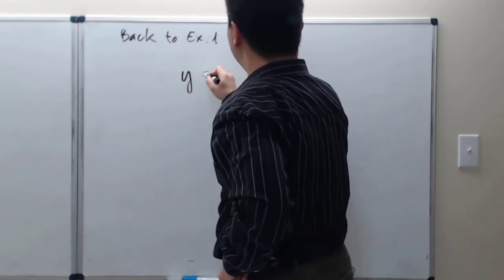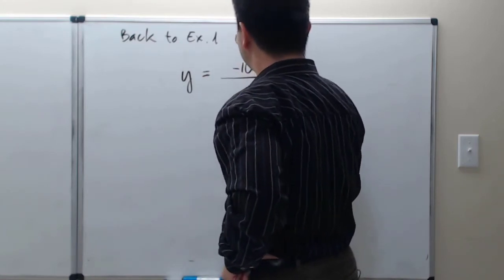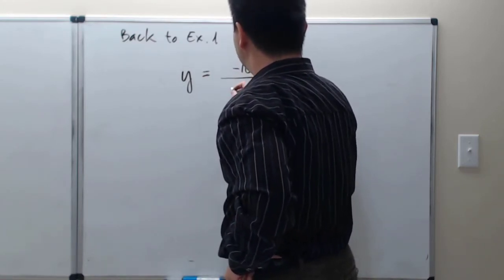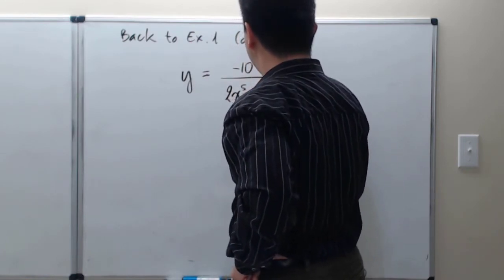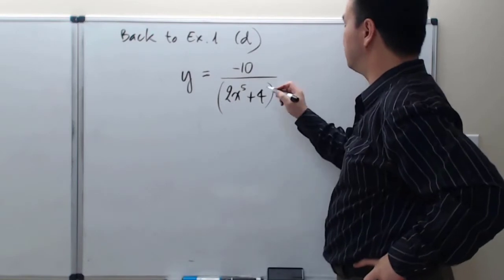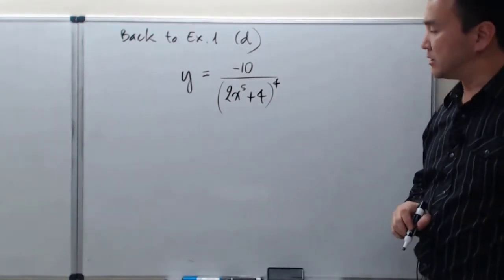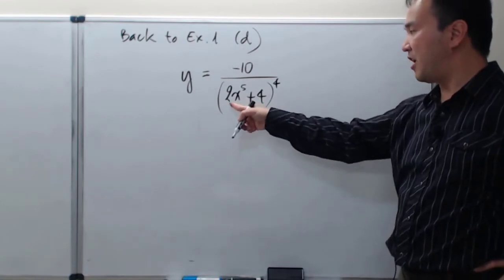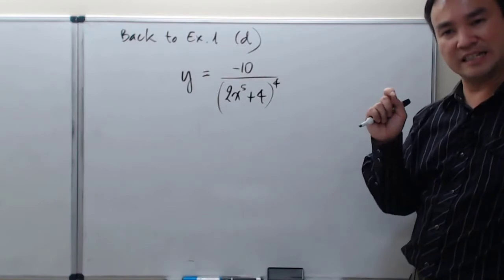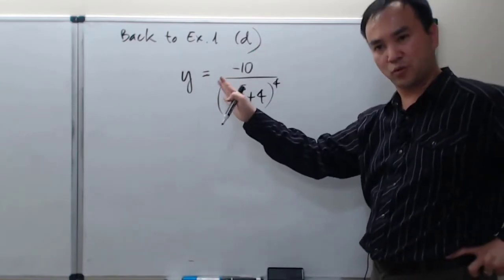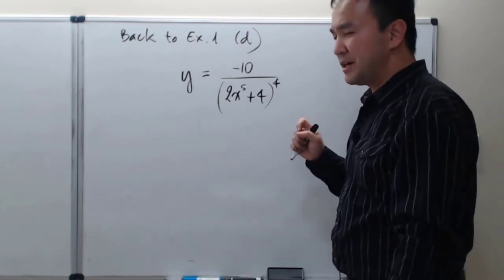Okay, so y equals, how about I went with the -10 over, and then it was a 2x to the 5th power plus 4, and we raised that to some 4th power maybe. And like I said, maybe I'm off by a couple of coefficients along the way here, but the idea here is this function is quite similar to our example 1 part D right here.